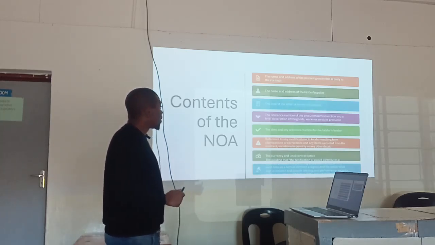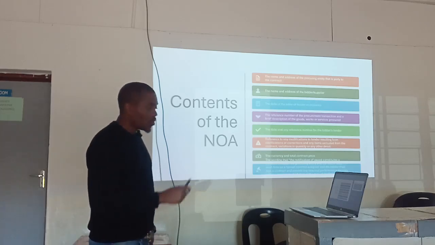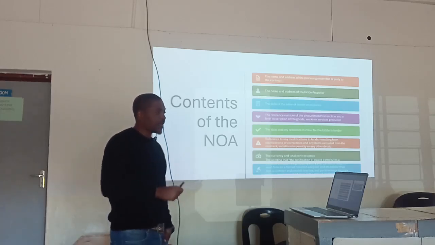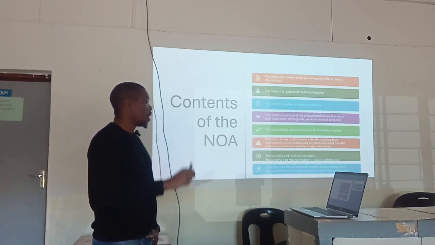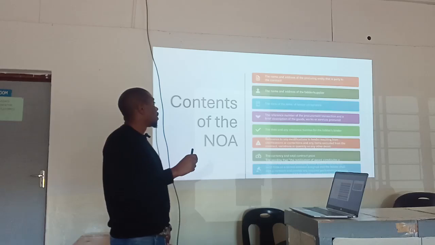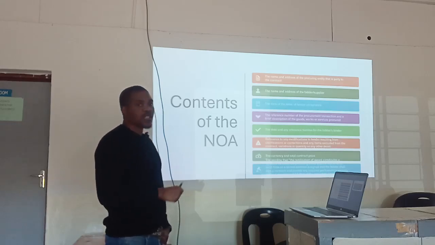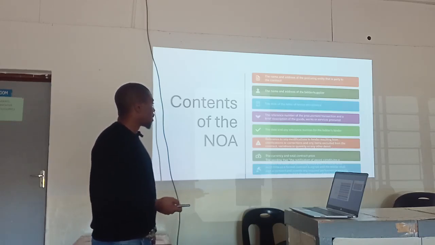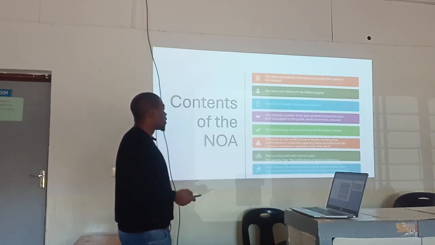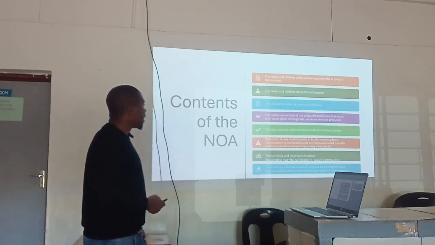Reference number of the prepared transaction, and a brief description of the goods. So you write the reference number, University of Bureau 2024/08, okay, and then description: supply and delivery of motor vehicles. The date and any reference number of the bidder's tender you have to give there. Reference to any modifications to tender resulting from clarifications.